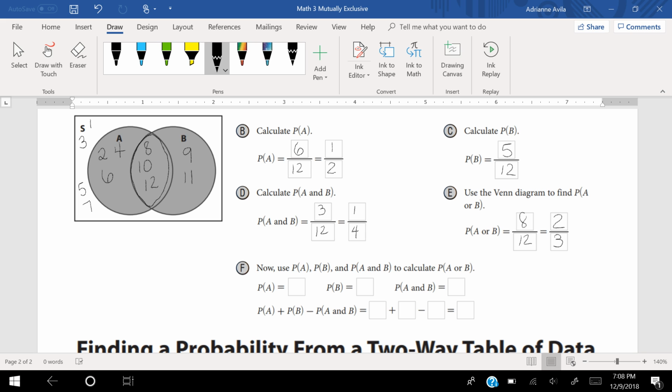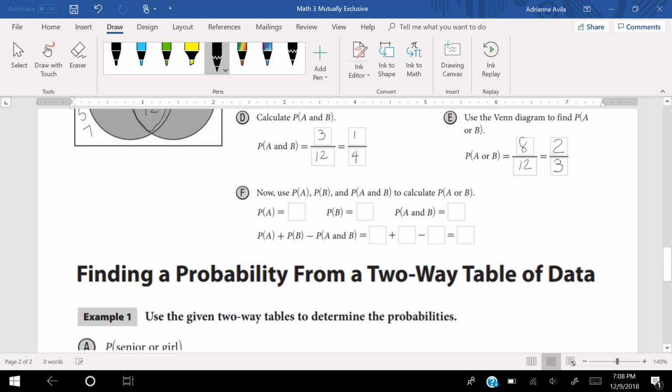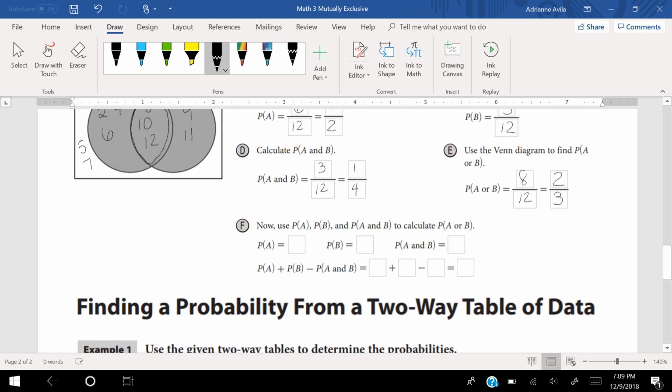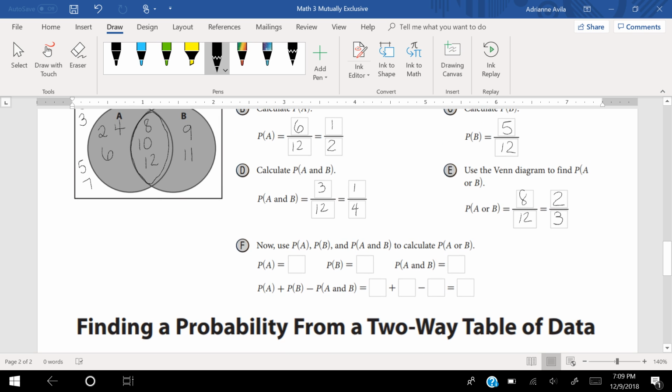So now let's use all of these pieces to figure out the probability of the actual event that I'm being asked about. So again, the probability of A, and I can use these fractions that are unsimplified, so I don't have to worry about common denominators. So I'm going to use these ones right here that are unsimplified. And so the probability of A is 6 out of 12. The probability of B is 5 out of 12.